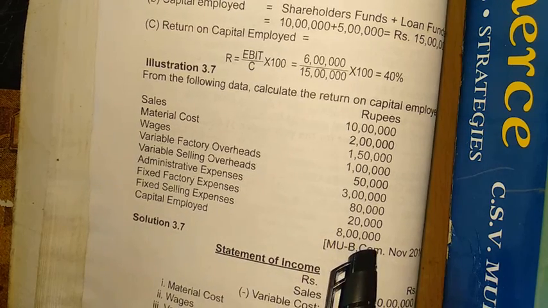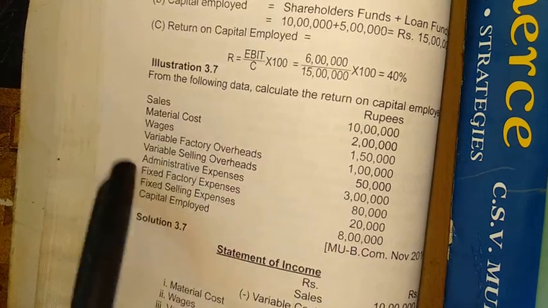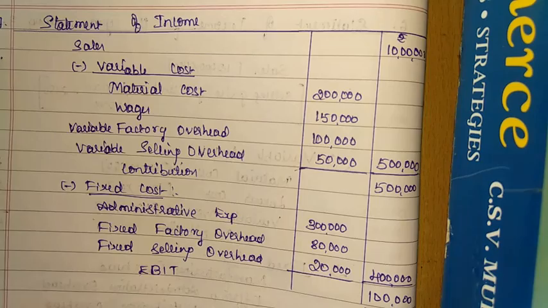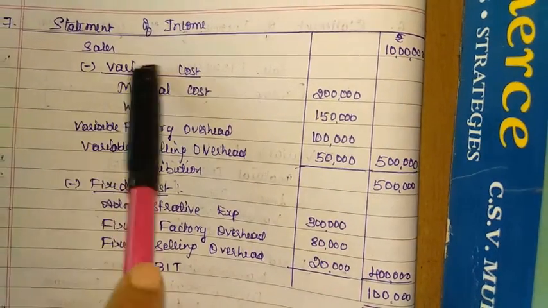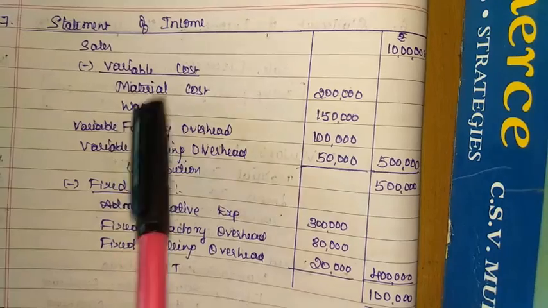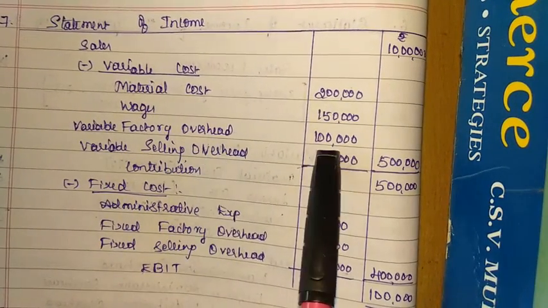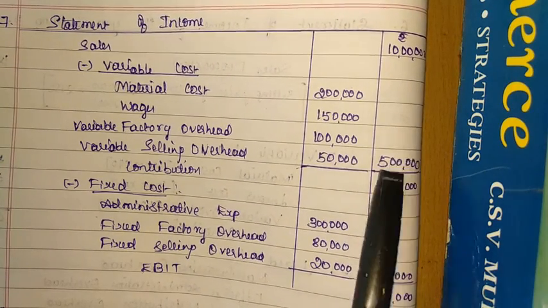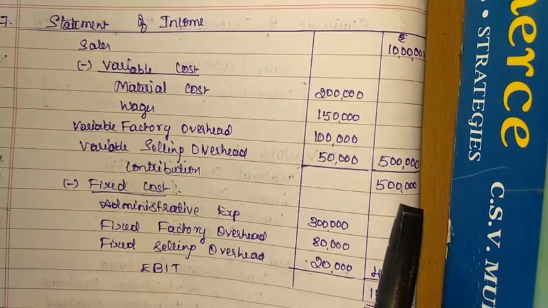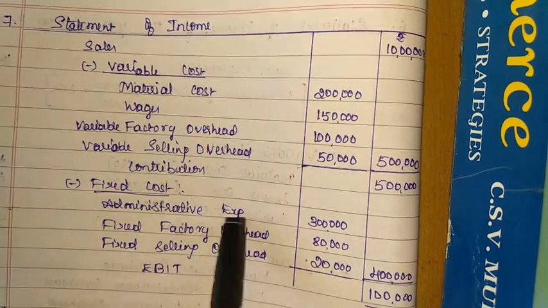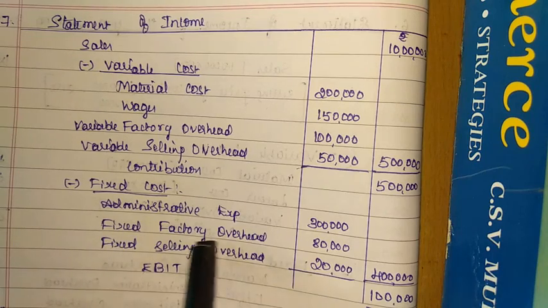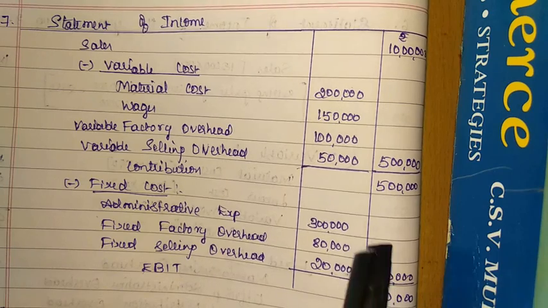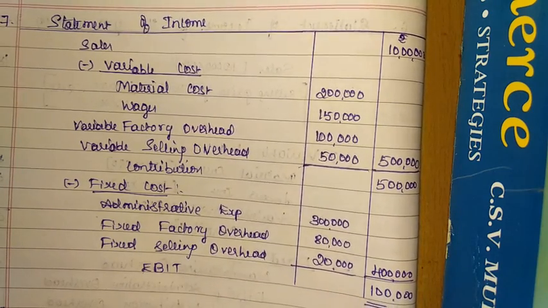Capital employed, it is directly given in problem. So we need to calculate only EBIT, then we can arrive at a formula. So sales 10 lakh given in problem, less variable cost include material cost 2 lakh, wages 1,50,000, variable factory overhead 1 lakh, variable selling overhead 50,000. So total variable cost is 5 lakh. Deduct that from the sales, you will get contribution of 5 lakh, less fixed cost, administration expenses 3 lakh, fixed factory overhead 80,000, fixed selling overhead 20,000. So total fixed cost is 4 lakh. Deduct it from the contribution, you will get EBIT of 1 lakh.